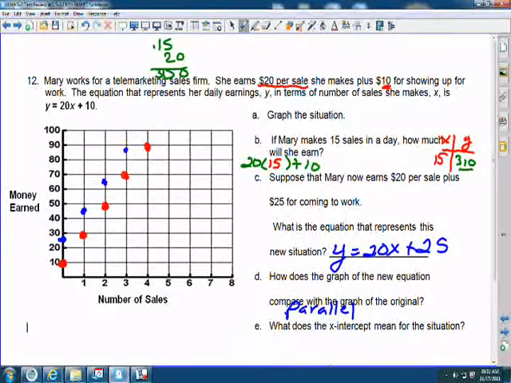Now it says, what does the x-intercept mean in this situation? I kind of laugh because does it cross the x-axis? Does it touch it? There is none.